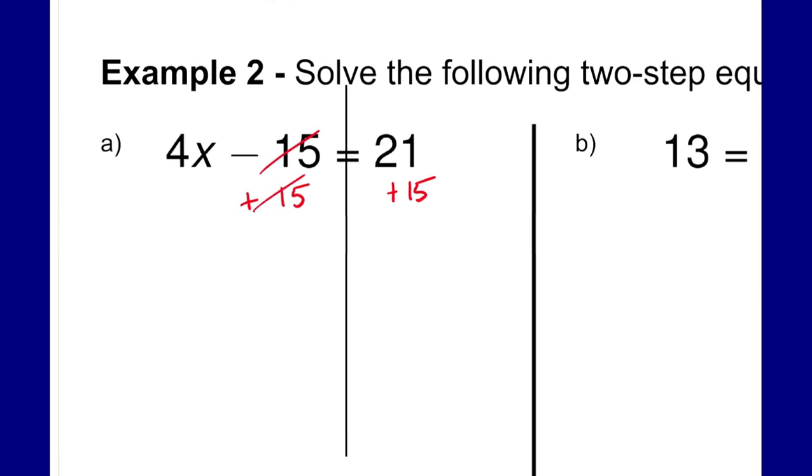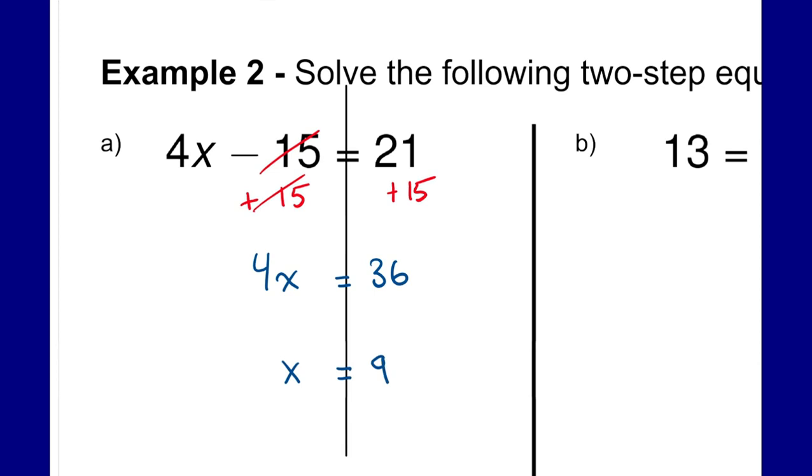One side will cancel out, which is good. That's what we want. We're then left with 4x is equal to 36. So now we're down to a one-step equation. So 4x equals 36. Again, you could look at this one-step equation and say, well, x has to equal 9.